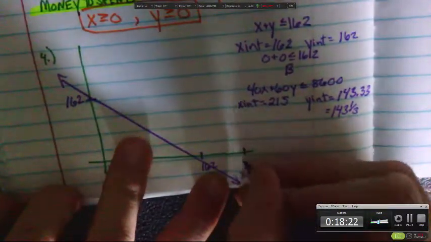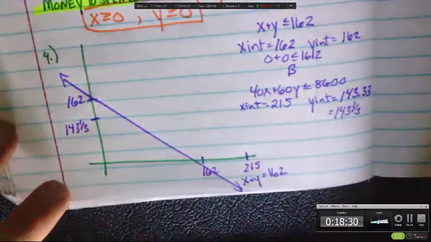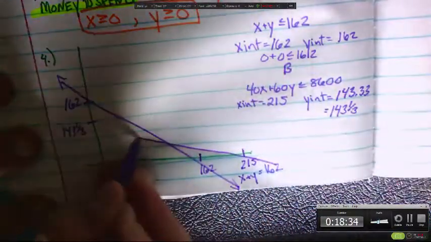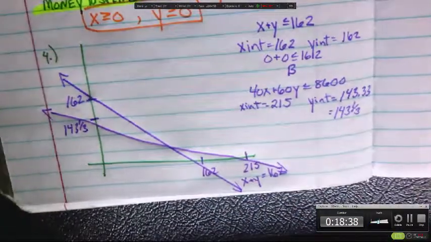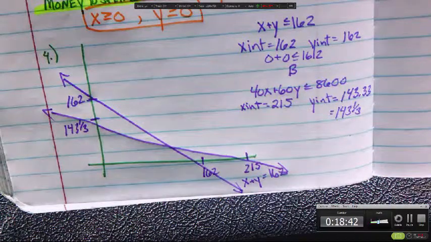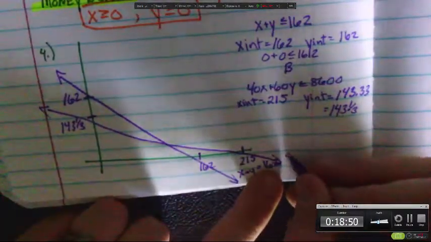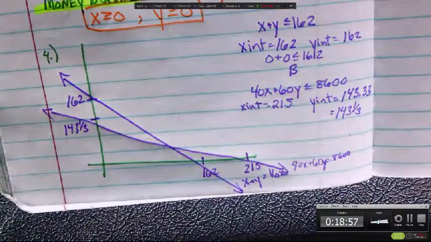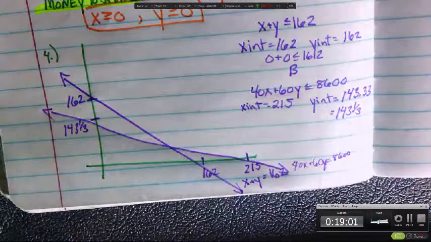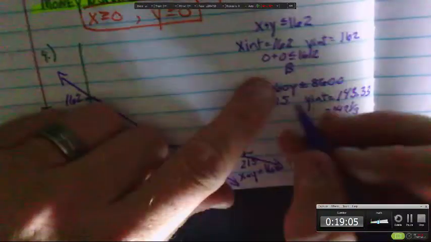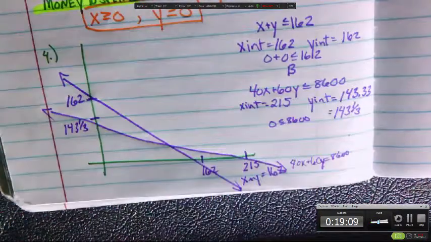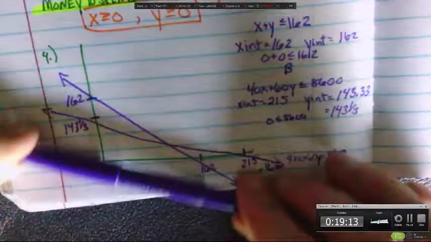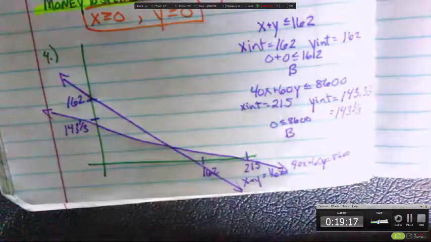So what we'll do is put a 215 on the x, 143 1/3 on the y, and we'll connect those two with a straight line. That's a pretty straight line. And this is the equation 40x plus 60y equals 8600. We're going to plug the origin in. 40 times 0 is 0. 60 times 0 is 0. So we get 0 is less than or equal to 8600. True or false? True. So do we shade below or above? Below. So we've got to shade below both of these.